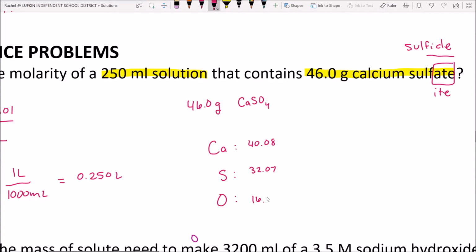Okay, and then we need to multiply each of these times how many there are. And there are 4 oxygens, right? So 16 times 4 is 64.